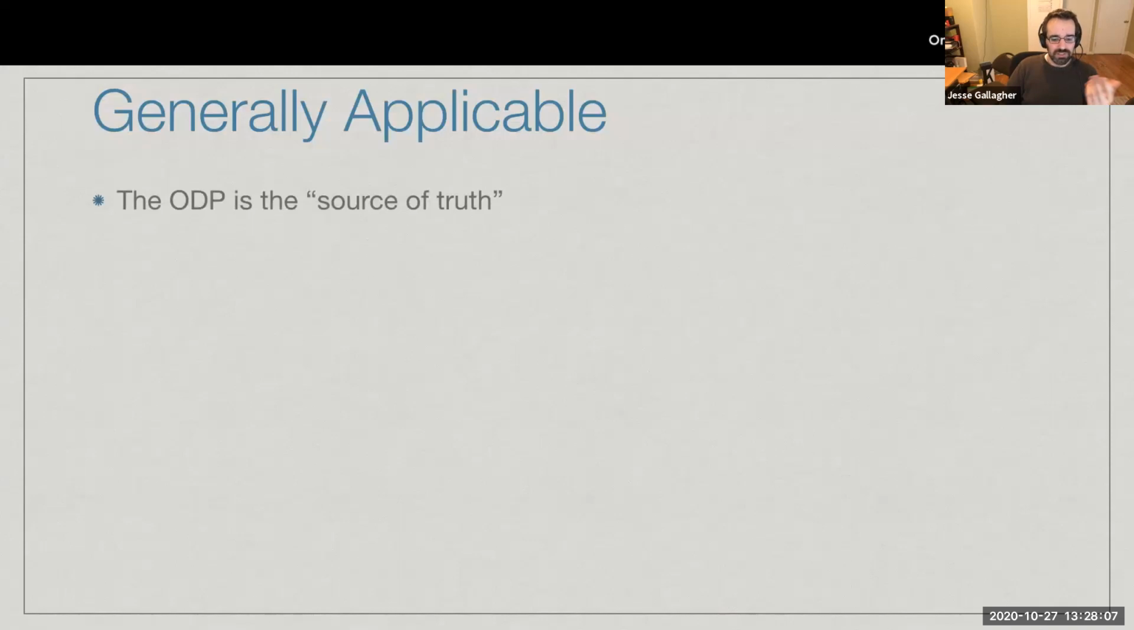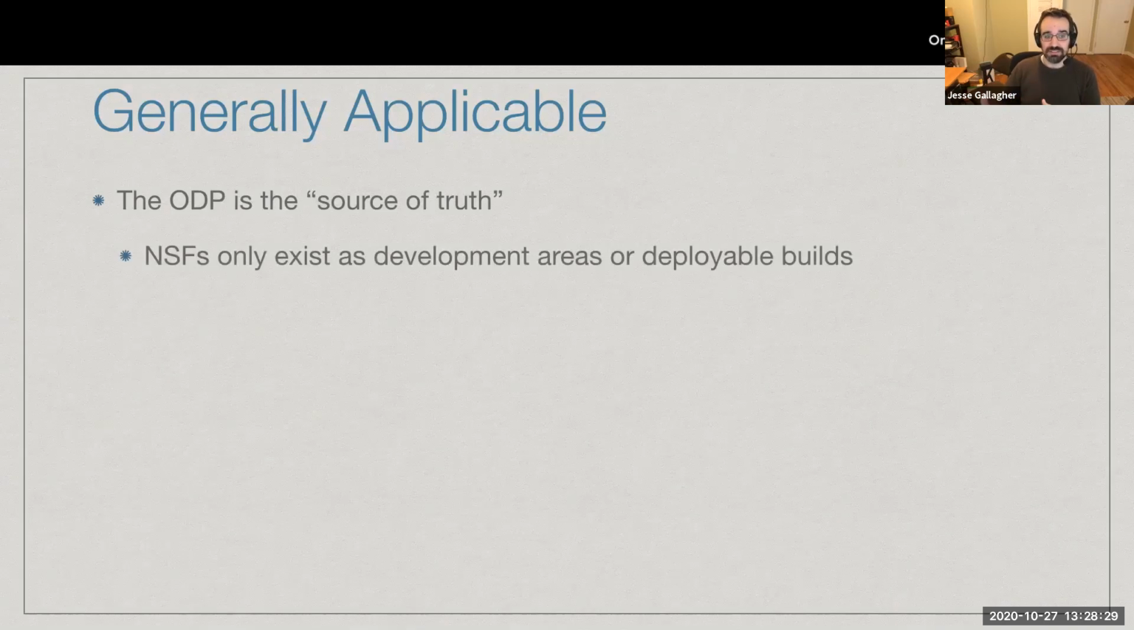One of them is that it changes the way that you conceptually think about Notes development, as the ODP becomes the source of truth. The idea here is that rather than the ODP being a side effect of when you do team development sync in Designer, it becomes the real version, and then you can compile it down to an NSF, but that only really exists as a development area or deployable build.